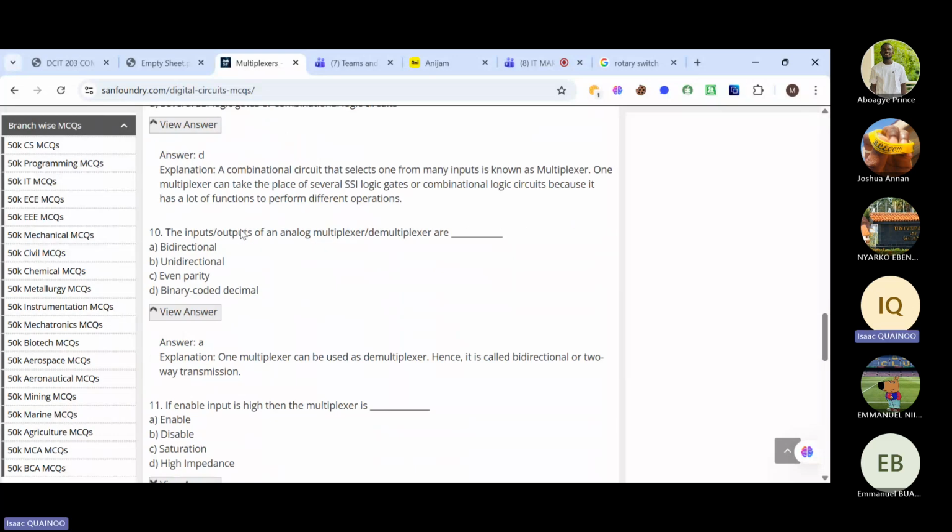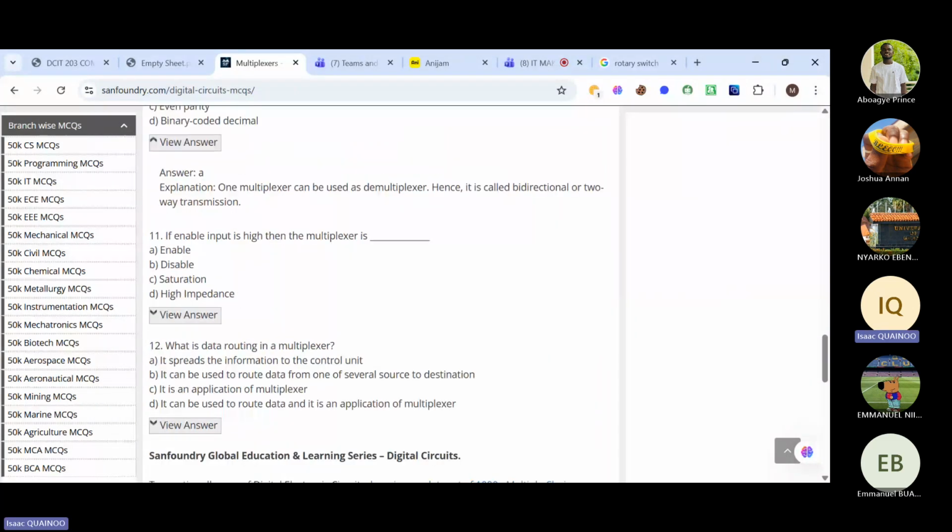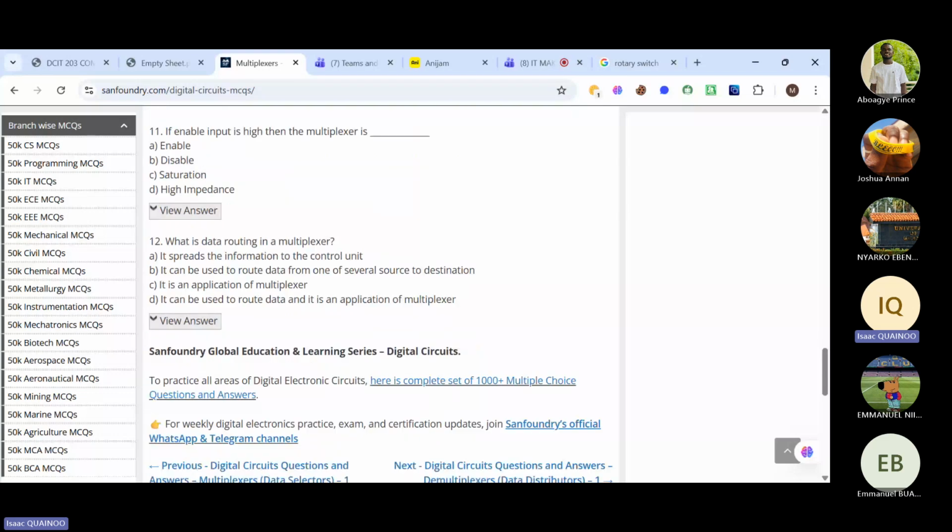So question 10. Oh, we looked at question 10, right? So it's bidirectional. Question 11: if enable input is high, then the multiplexer is A, enable, B, disable, C, saturation, and D, high impedance. I think you should be able to know the answer for this. Enable. A. Yeah, it's enable. Exactly.